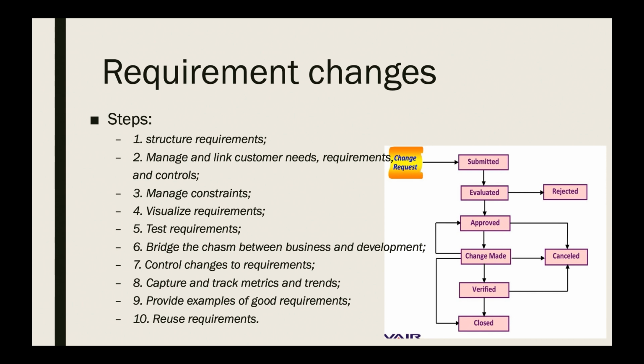The first one is structure requirements. The second one is manage and link customer needs, requirements and controls, followed by manage constraints and then visualize requirements. The fifth is test requirements and then bridge the chains between business and development. Next, control changes to requirements and then capture and track metrics and trends. The next ones are provide examples of good requirements and then reuse requirements.